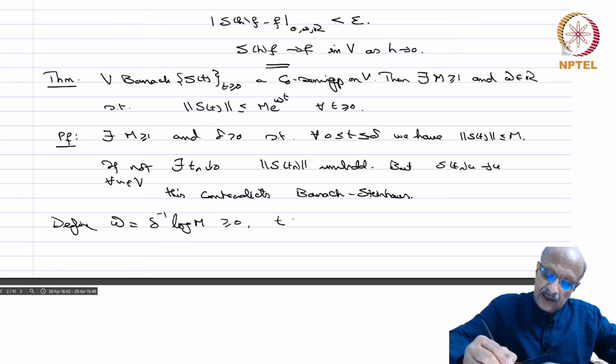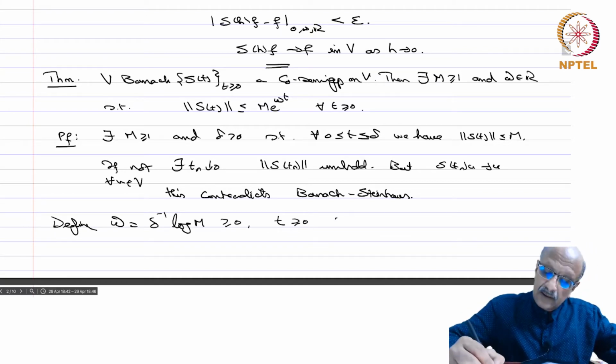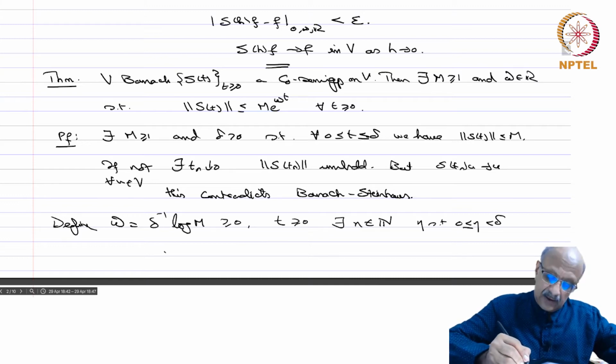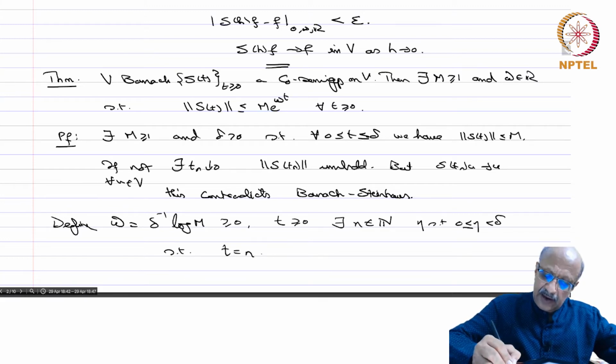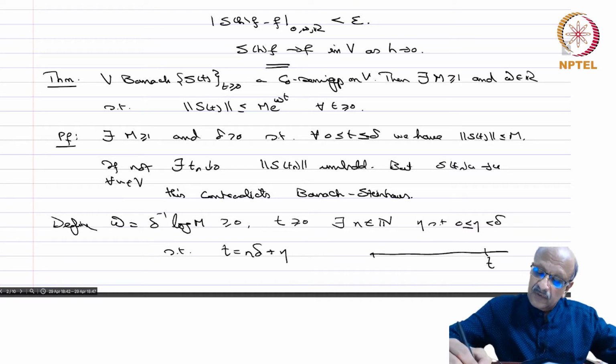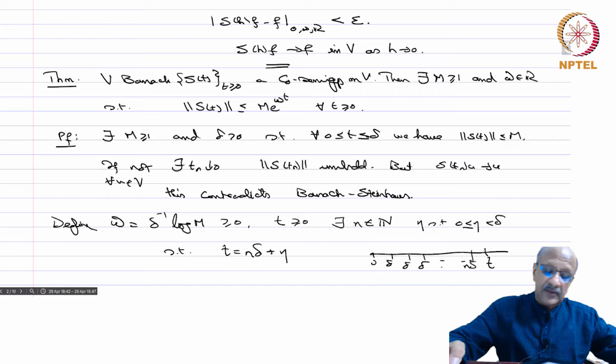Then given any t greater than or equal to 0, there exists an n in N and eta such that 0 less than eta less than delta such that t equals n delta plus eta. So, what you are doing is you are taking t here, you have 0 here. So, you go by steps of delta till you come near it, and then t will be finally n delta plus eta. Okay, so, you go n steps and then you get here.